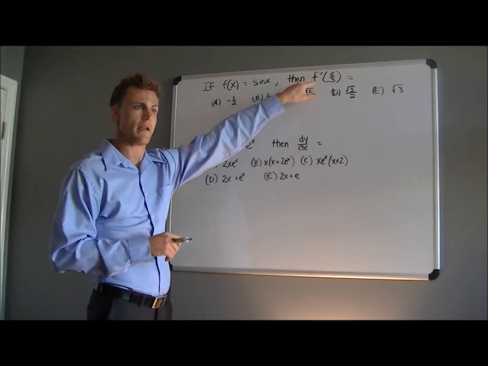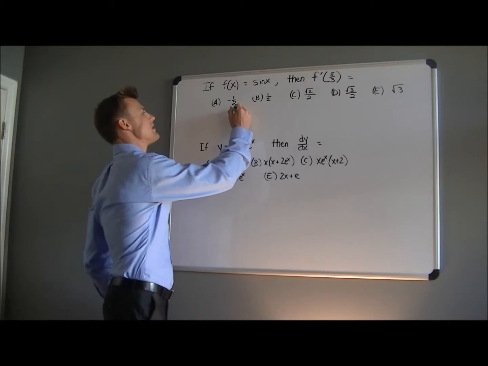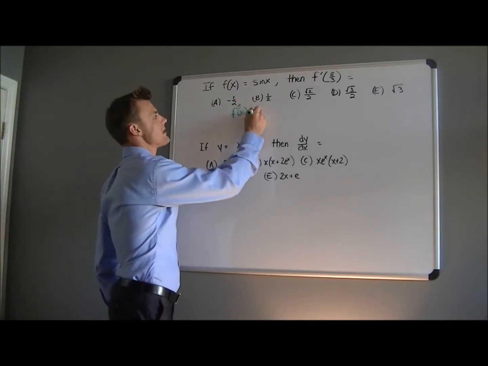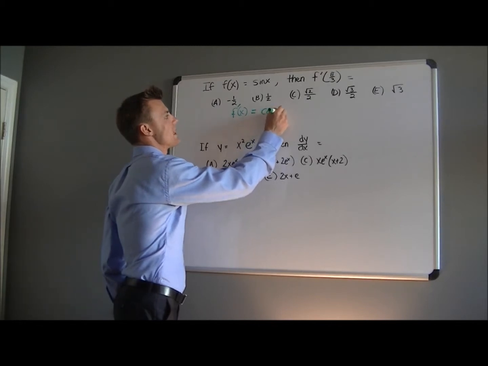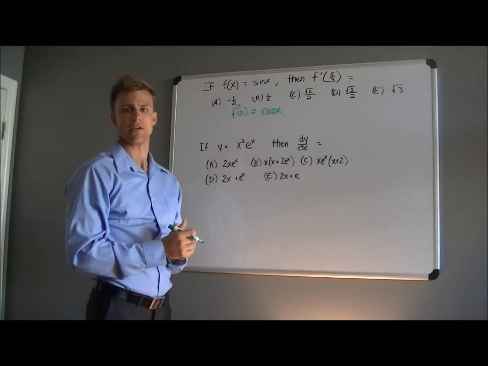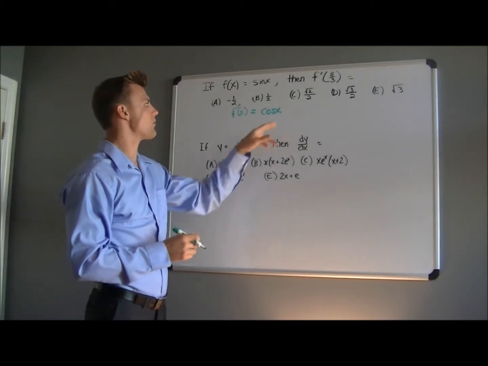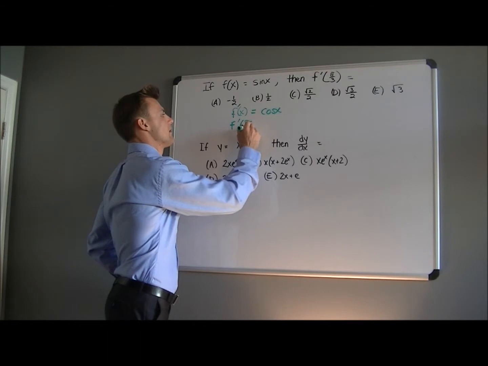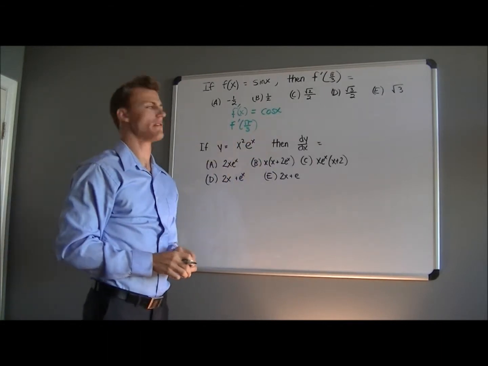So we need to find the first derivative. Our function is sine x. So f prime of x equals cosine of x. You want to make sure you have all your basic trig integrals and derivatives memorized, as well as the corresponding values on the unit circle.